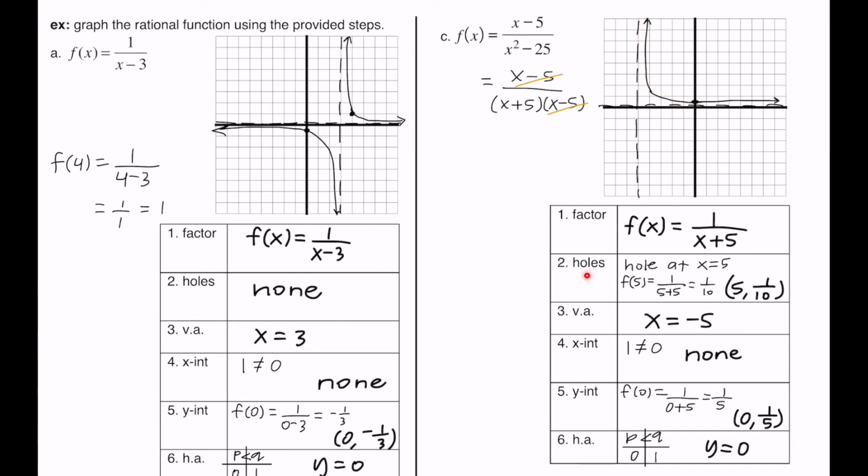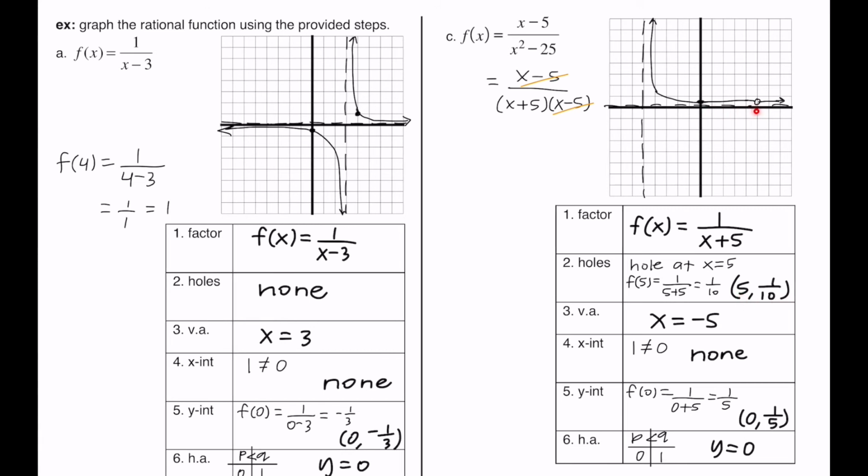Next, we're going to look at where the hole is. The hole is at the point 5, 1/10. So right here, when x equals 5, I drew a hole. And then finally, we just need a point on the left side of the vertical asymptote. So let's go ahead and plug in -6. So plugging in -6 to the reduced function, we have 1 over (-6 plus 5). So you end up getting -1. So here's the point -6, -1. And then draw your graph so it coasts along the asymptotes. All right, so here's our final graph.